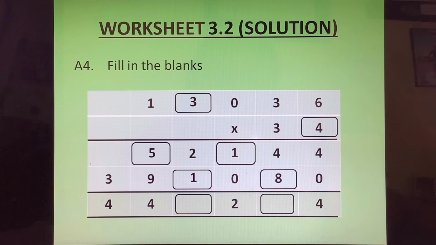Now we have to add and get the answer. 4 plus 0, 4 is already written. Then 4 plus 8, 12. 2 at the bottom, 1 will carry there. 1 plus 1, 2, which is already written. 2 plus 1, we'll get 3. And let us continue this. 5 plus 9 will give us 14. 4 at the bottom. And on top of 3, we'll write 1. 3 plus 1, 4. This completes our fill in the blanks and the worksheet also.